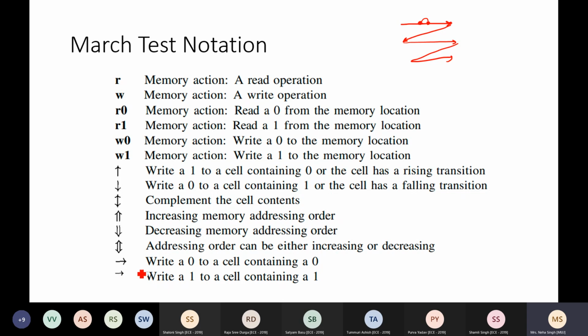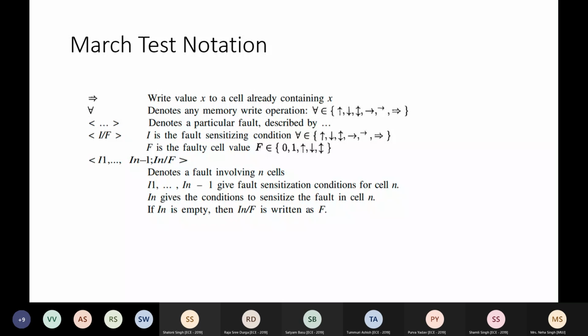Right arrow, write a 0 to a cell containing 0 only. Right? ऊपर अगर arrow है तो 0 उसमें पहले से, लेकिन अब मुझे 1 लिखना है. Right arrow means write 0 to 0. This should be a left arrow. Write 1 to a cell containing already 1. This we will use later when we will work on with the marks test.